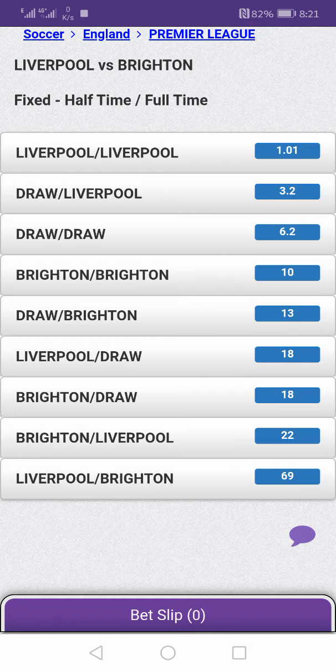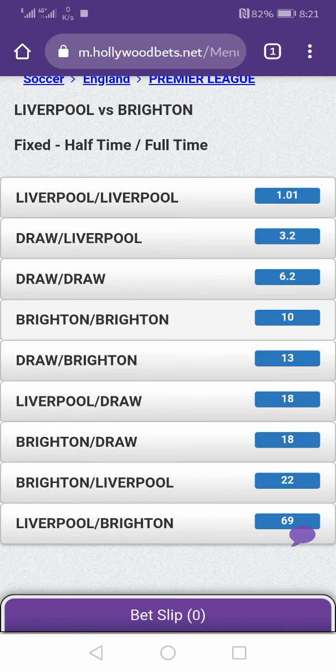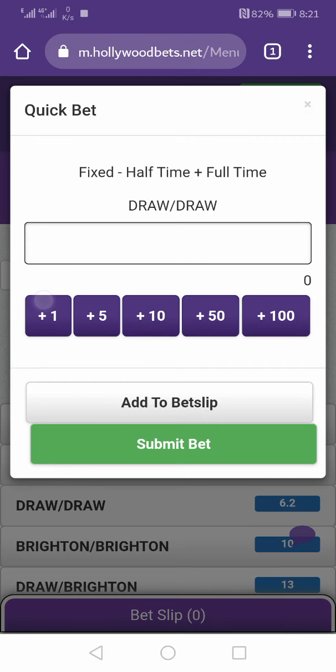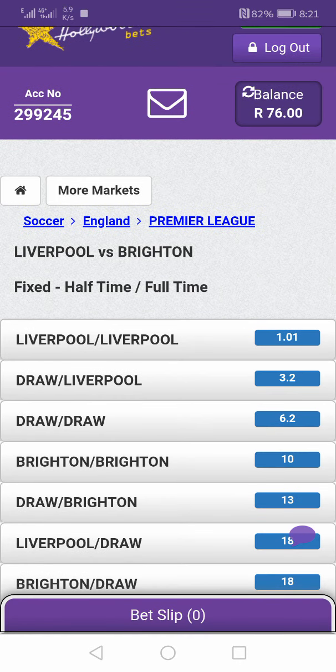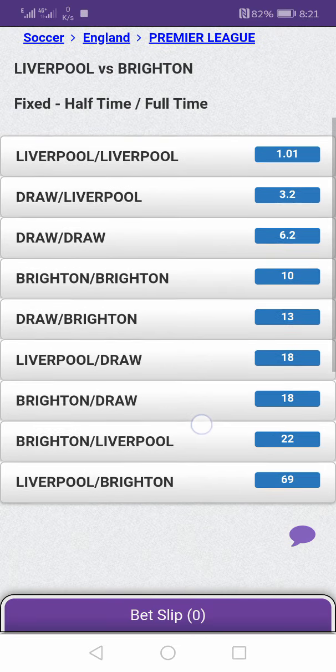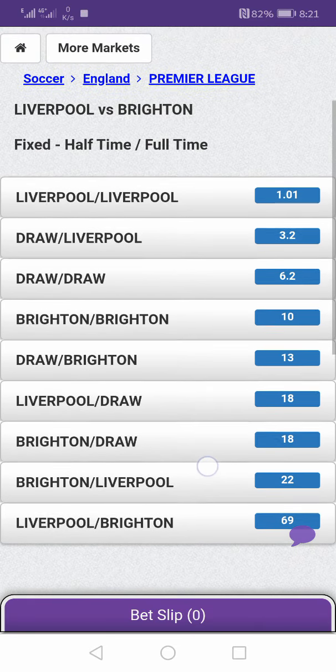If you're saying Brighton will win the first half, they'll be leading, and then they will also win the final match, you just say Brighton. If you're saying it will be a draw in the first half and a draw at full time, you select this one, maybe 1-1 or 2-1. Maybe 1-1 in the first half, and maybe the match will end like that, or maybe the teams will score in the second half and the match ends 2-2. That's still a draw. So you just choose this one.